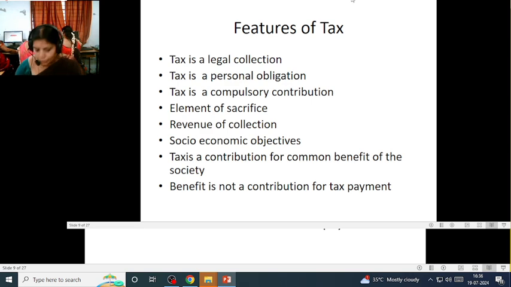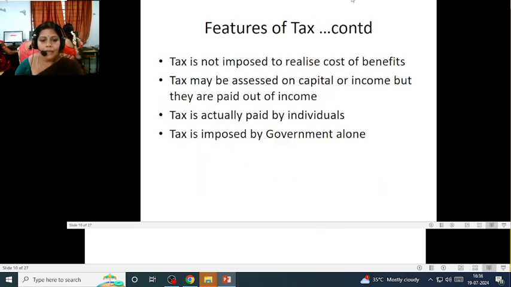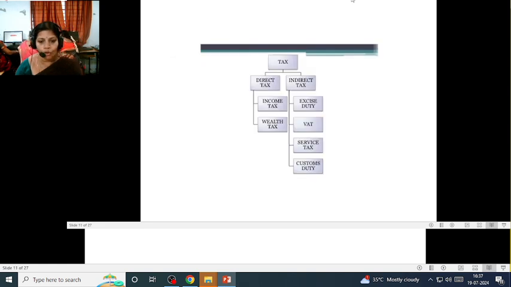It is not a contribution for a payment of specific benefit. Tax is not imposed to realize the cost of benefits. It may be assessed on capital or income, but it is paid out of income. Tax is actually paid by individuals, and it is imposed by the government.